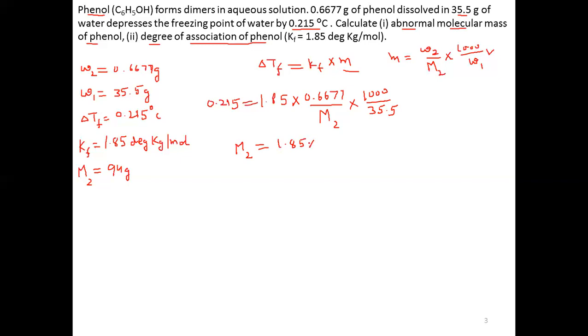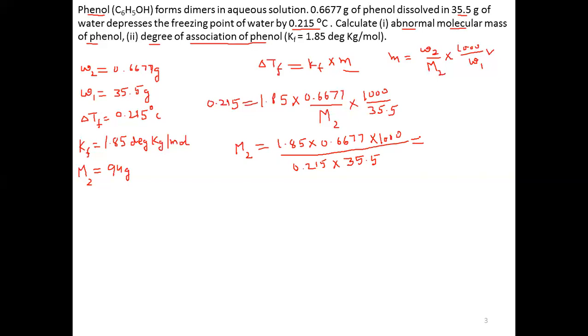1.85 into 0.6677 into 1000 divided by 0.215 into 35.5. So this is the molecular weight calculated using the experimental value, and if we solve it, let us see what will be the value.